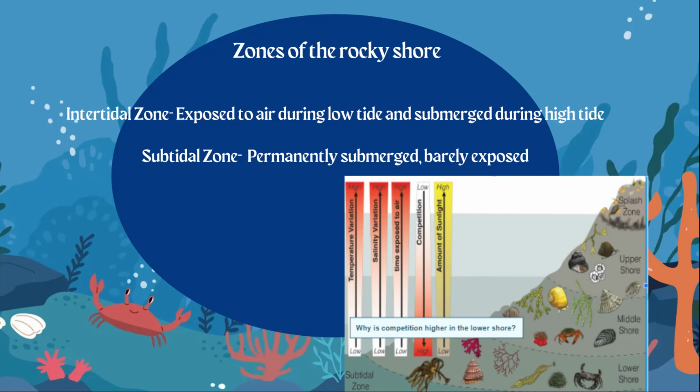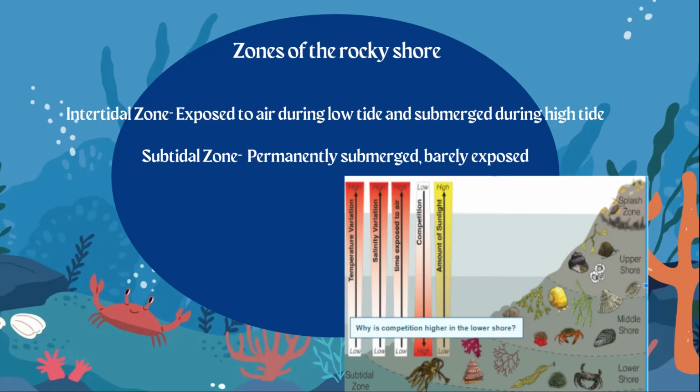So let's talk about the zones of a rocky shore. First, we should know intertidal zone, that's going to be exposed to air during low tide and submerged during high tide. Subtidal zone, that's a permanently submerged, barely exposed area on a shoreline. Obviously, we know littoral, that's where land and water meet. So that's part of the intertidal and subtidal.